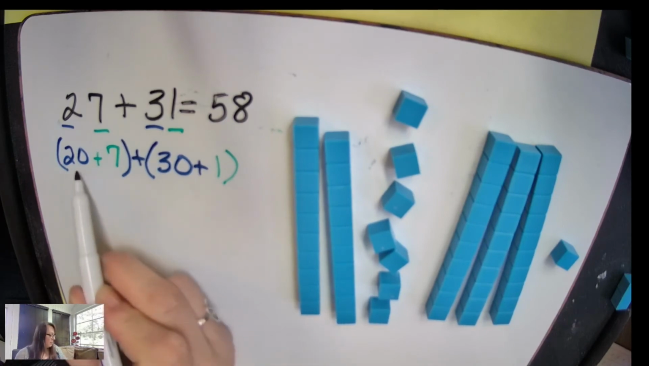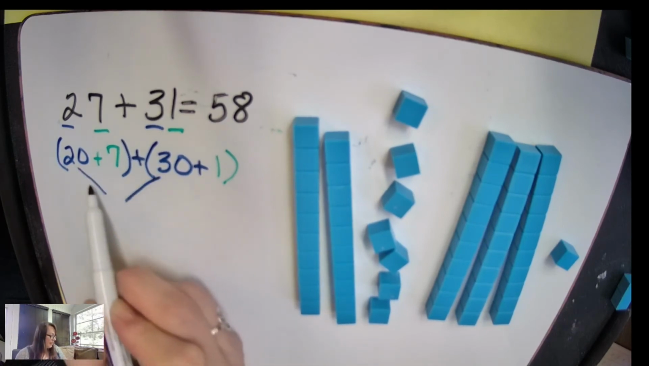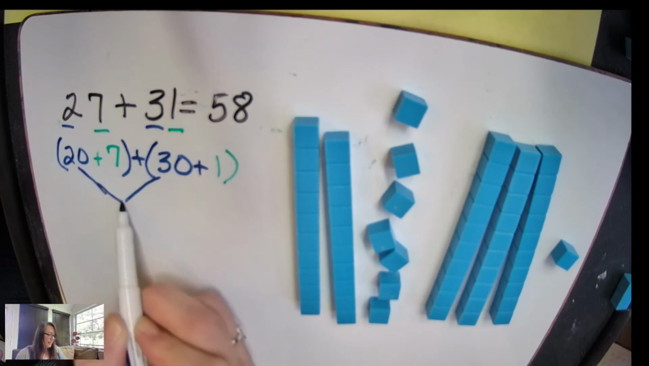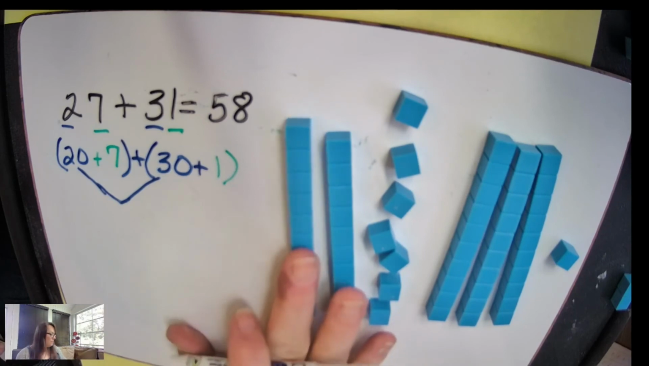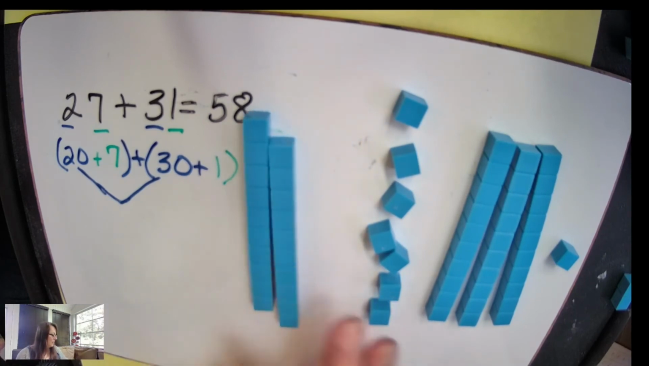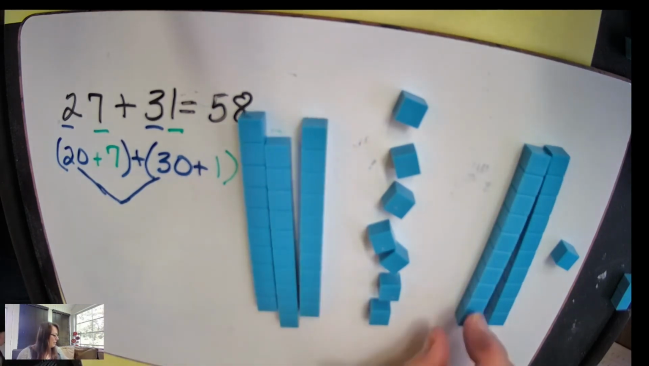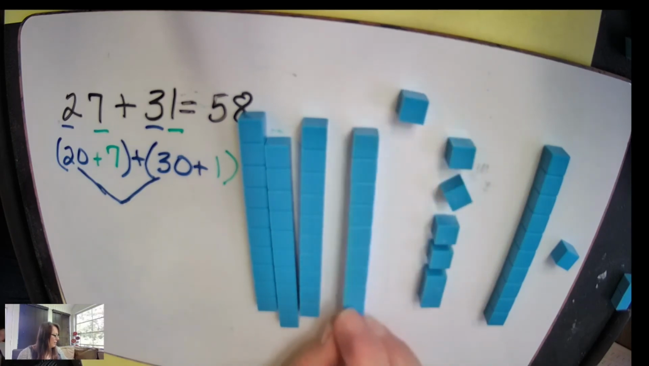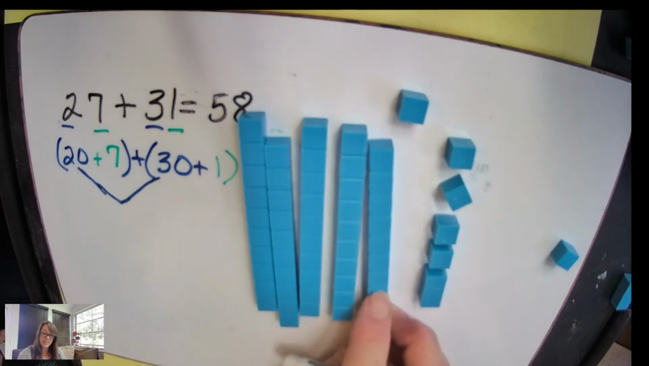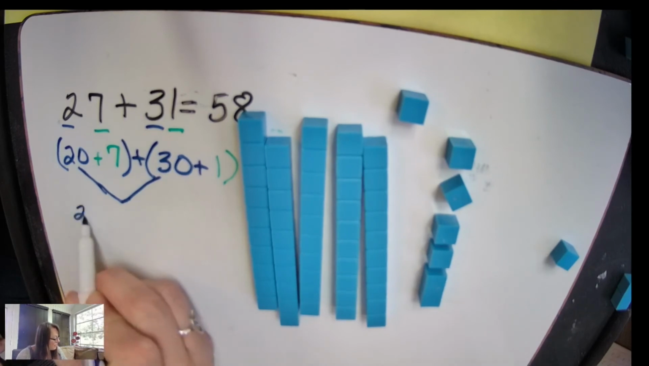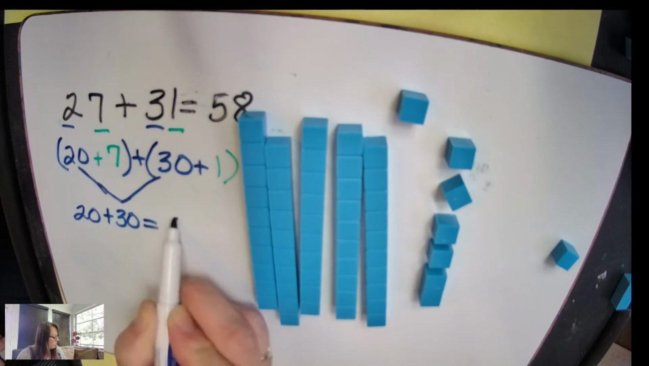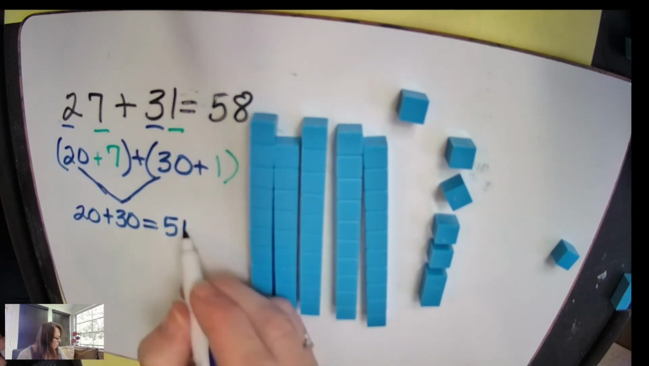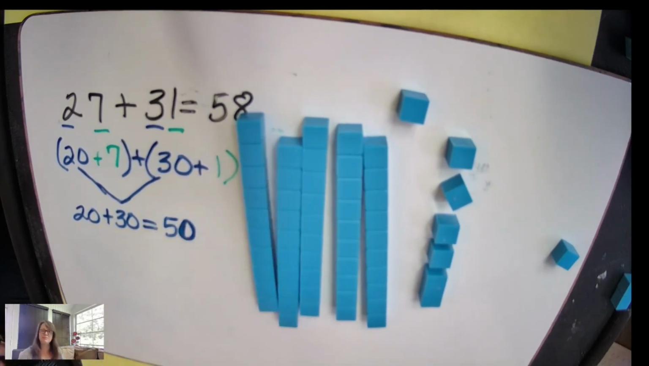Sarah thought about combining, or adding together, the 20 and the 30. Let's do that. 10, 20, 30, 40, 50. 20 plus 30 equals 50. Ooh, 50. Now what?